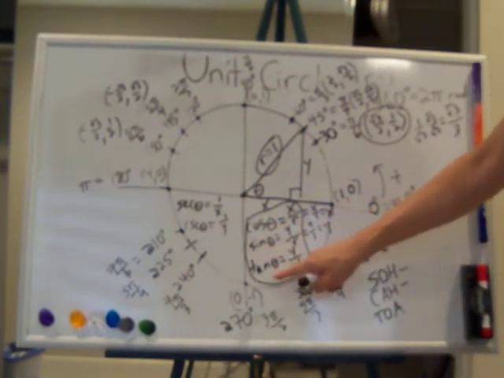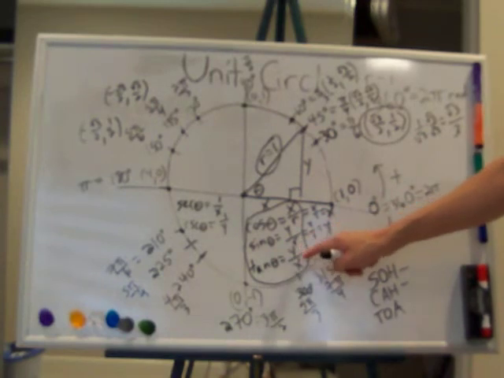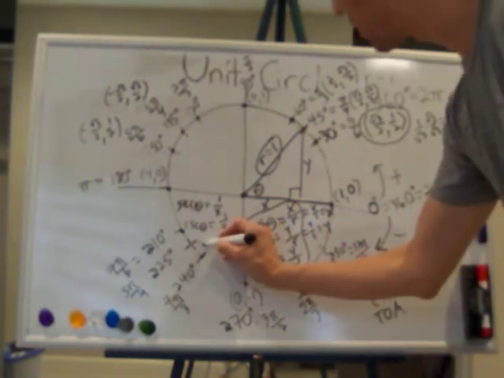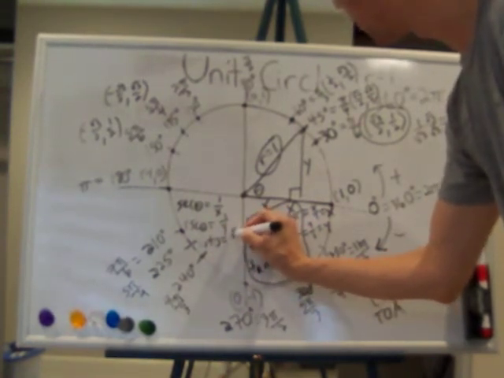Okay? So then finally, what's the reciprocal of tangent? Hopefully it's easy to remember. Cotangent. So the reciprocal of y over x is what? X over y, right? So cotangent of theta is equal to x over y.